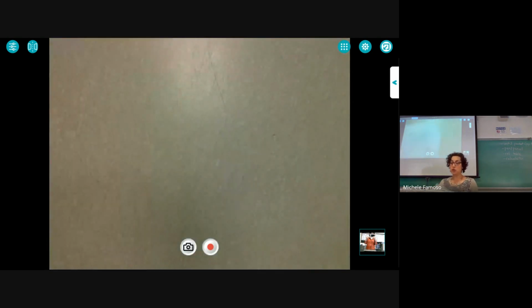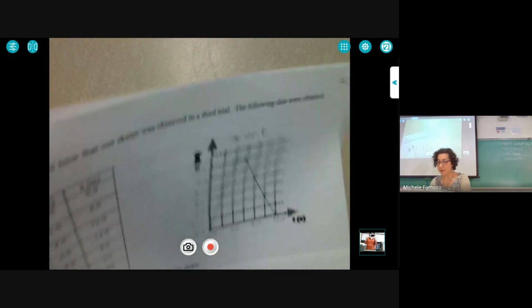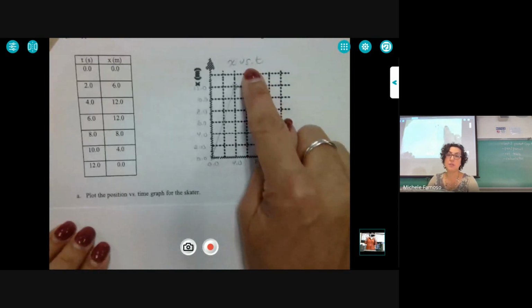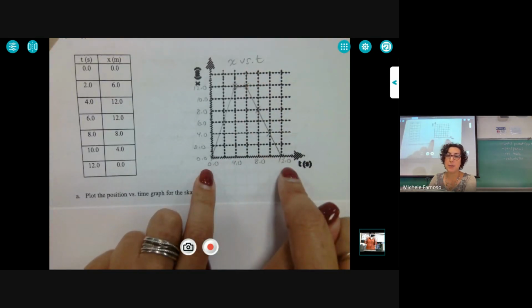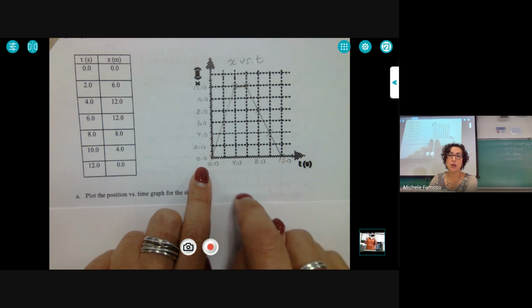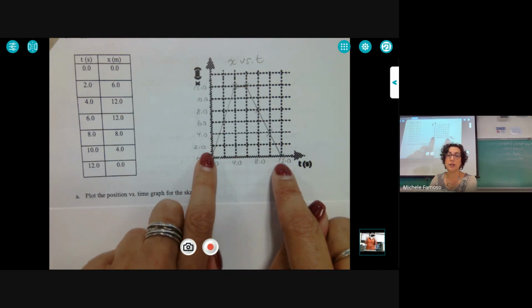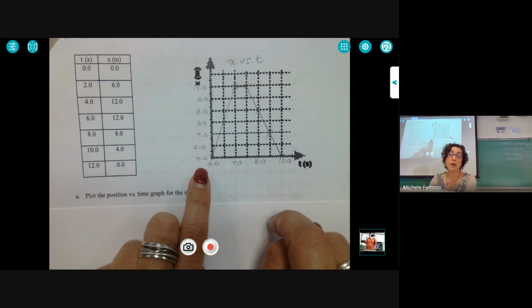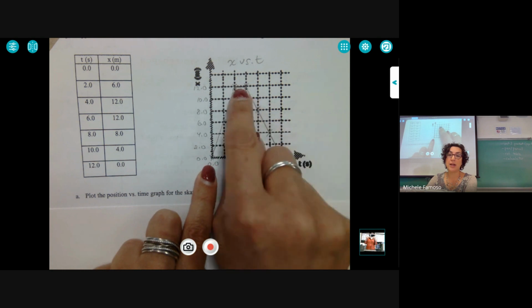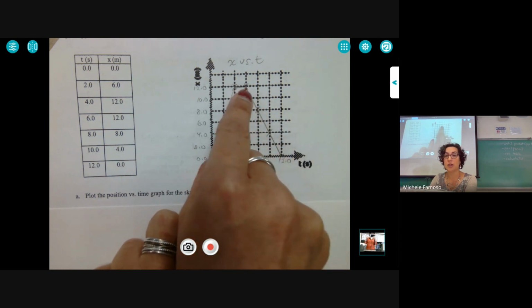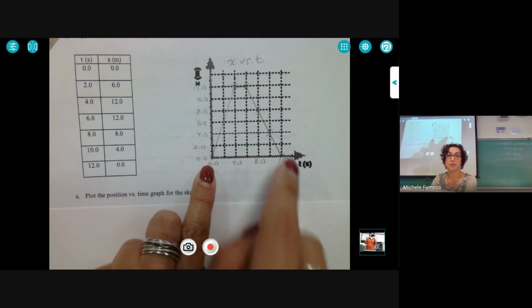All right, let's go to page 21. Again, plot the position time graph for this skater. Title, position versus time. I scaled out my axes, similar to how I did it before. Every line was 2 seconds, and every line on the Y or the position axis was 2 meters. I have one diagonal line here, a horizontal line here, and another diagonal line here.